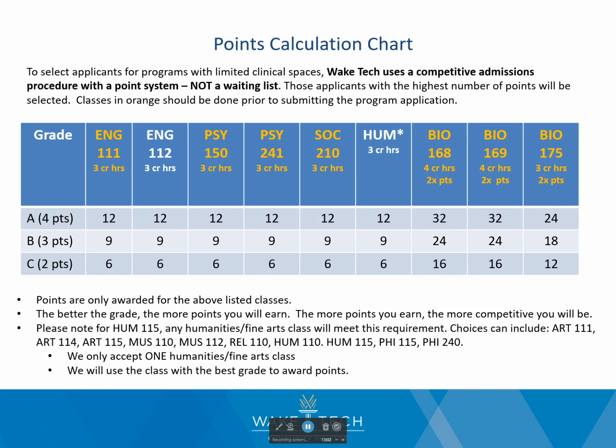And then that determines your points. So for English 111, that is a 3 credit hour course. If you make an A, 3 times 4 is 12. So you get 12 points. If you make a B, 3 times 3 is 9. So you get 9 points. So we're going to add up those points.